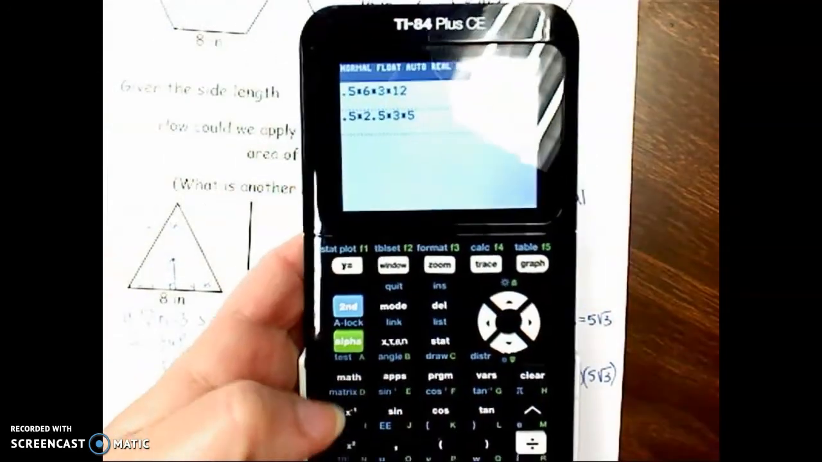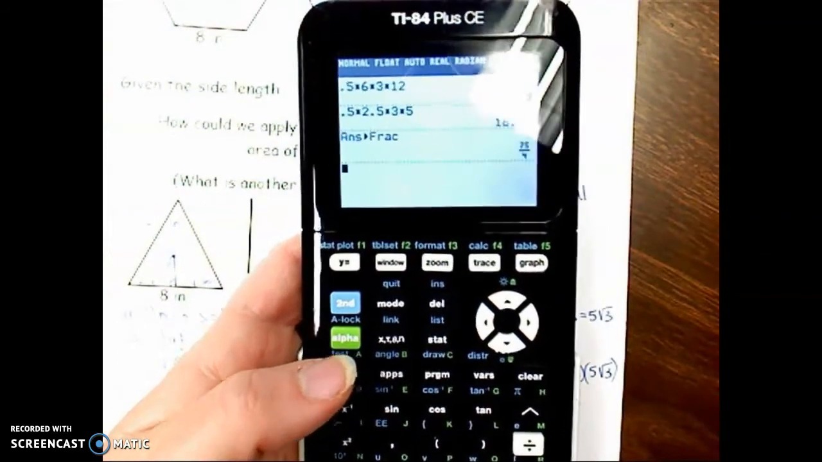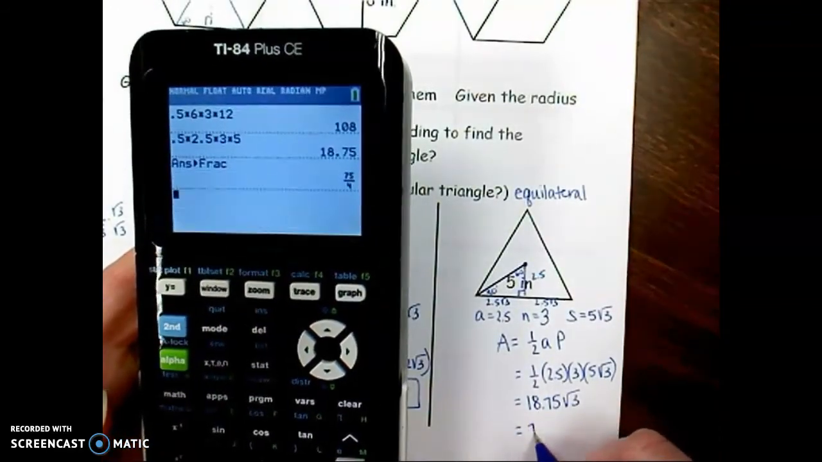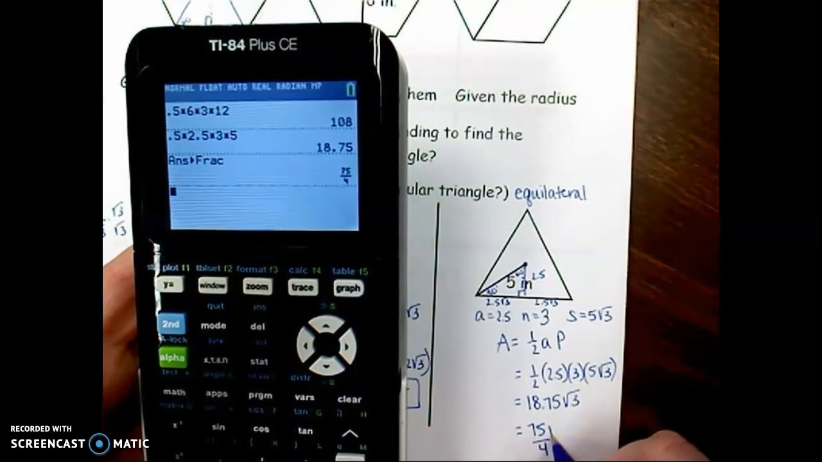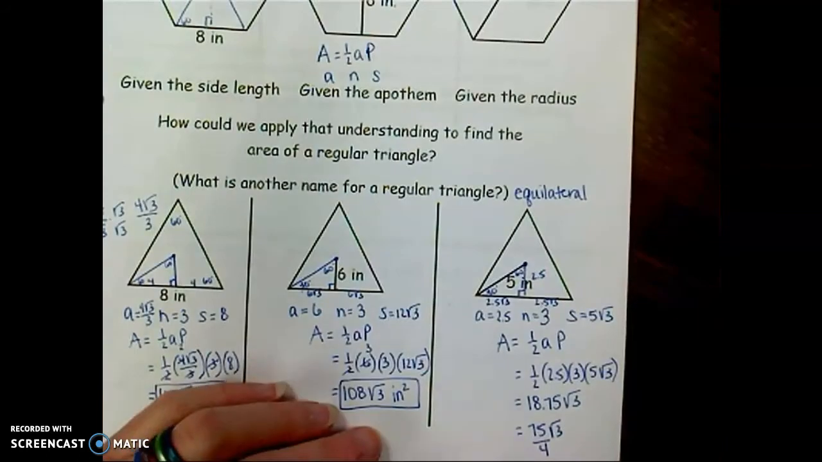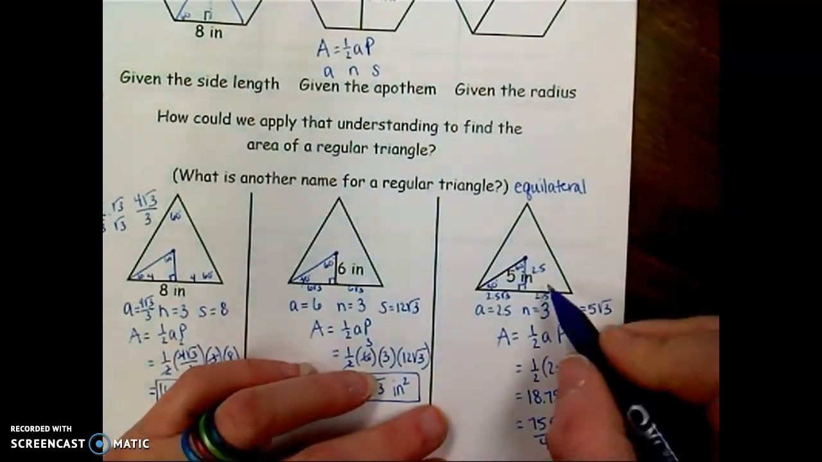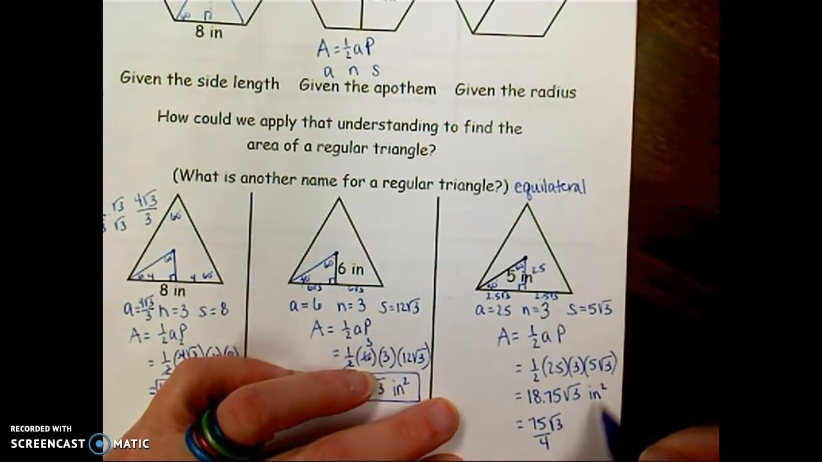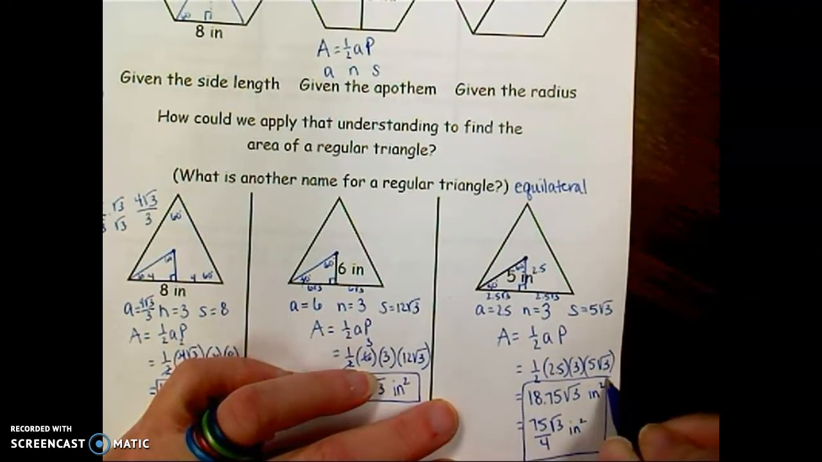Or if you wanted it as a fraction, you could hit math, enter, and say it is 75/4 square roots of 3, which is the same thing. So don't forget your units, which are inches squared. So either one of these would be appropriate answers on this one.